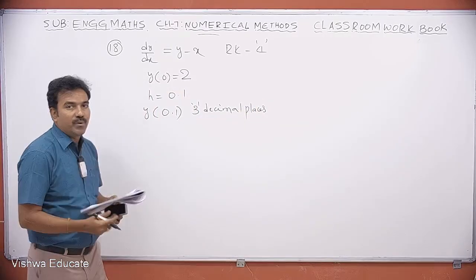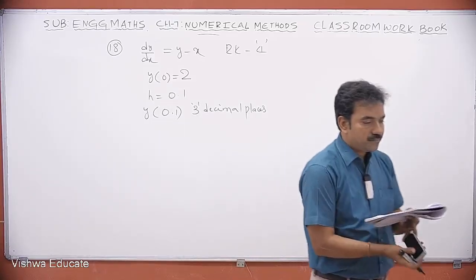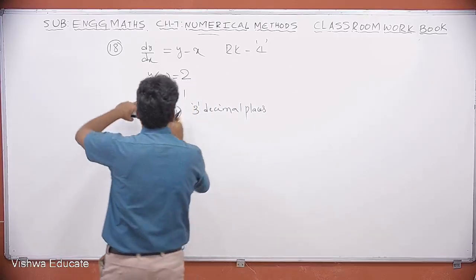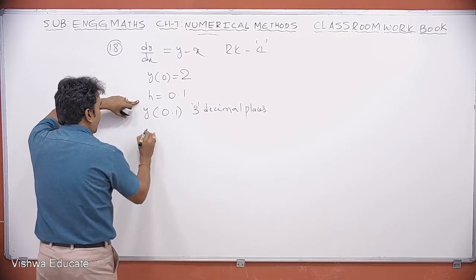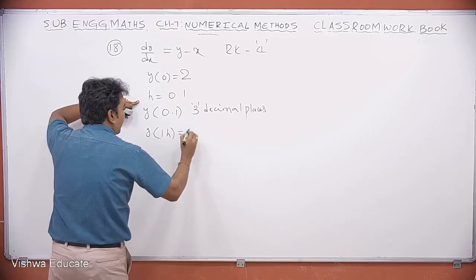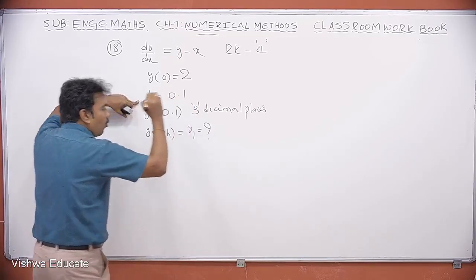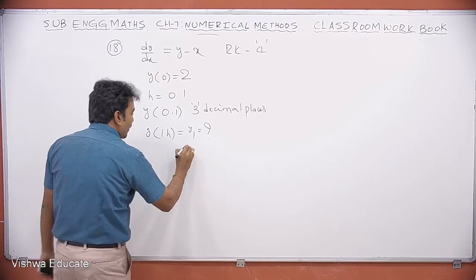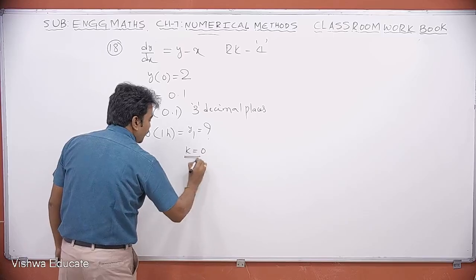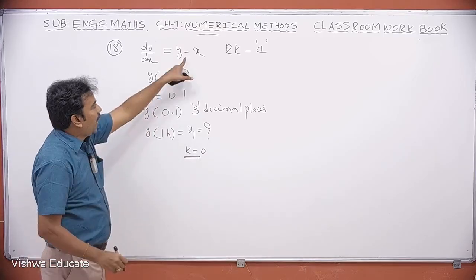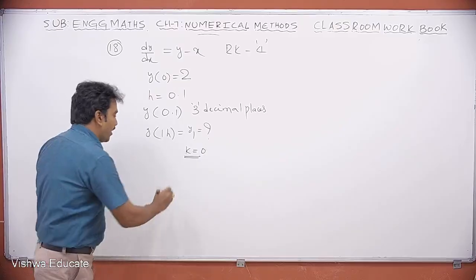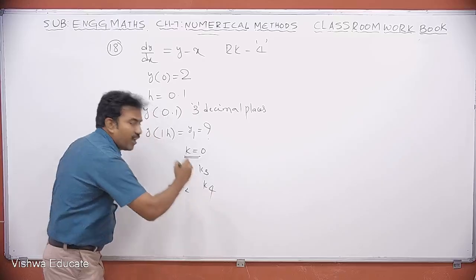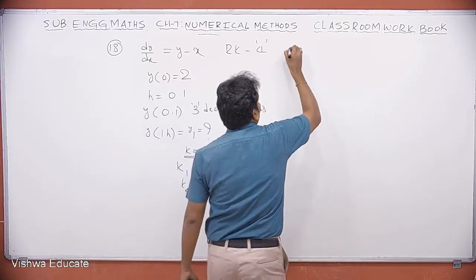So here h value is given as 0.1. We need to find y of 0.1, so that means y of 1h, that means the value of y in the first iteration only. If you want to find y value in the first iteration, we must take index value k as 0. To get the value by RK method of order 4, I must find 4 parameters: k1, k2, k3 as well as k4. Now let us see the value of k1.